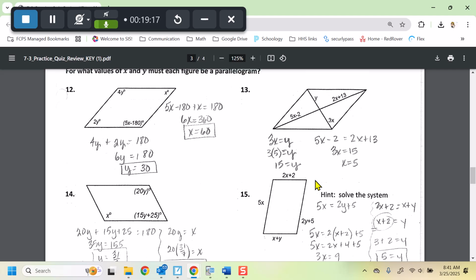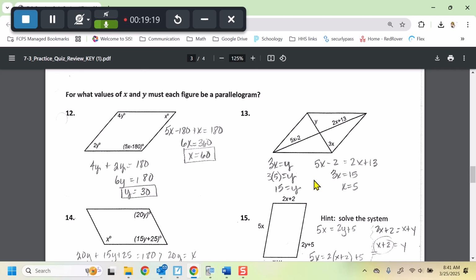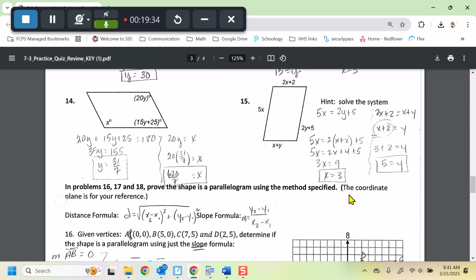For 12, 13, and 14, finding the values of x to guarantee they're a parallelogram. So lots of algebra here for you. I need x to be 60, y to be 30 for 12. I need y to be 15 and x to be 5 for 13. 14, a little bit of fraction work here. Y has to be 31/7, x has to be 620/7. And 15 was a system of equations. X is equal to 3, y is equal to 5.